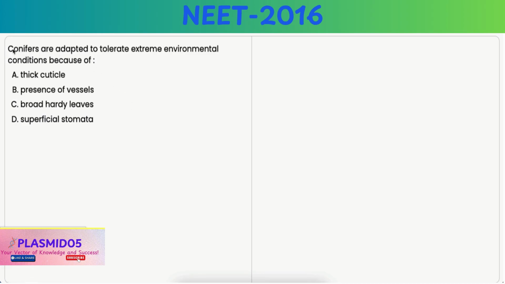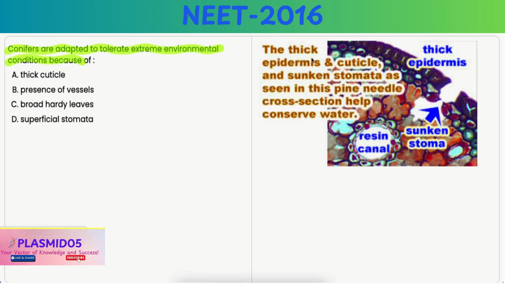Conifers are adapted to tolerate extreme environmental conditions because of option A, thick cuticle. Now, conifers have a thick cuticle on their leaves, which reduces water loss and provides protection against desiccation in extreme environmental conditions like cold, wind, or drought. Hence, it is the correct option.